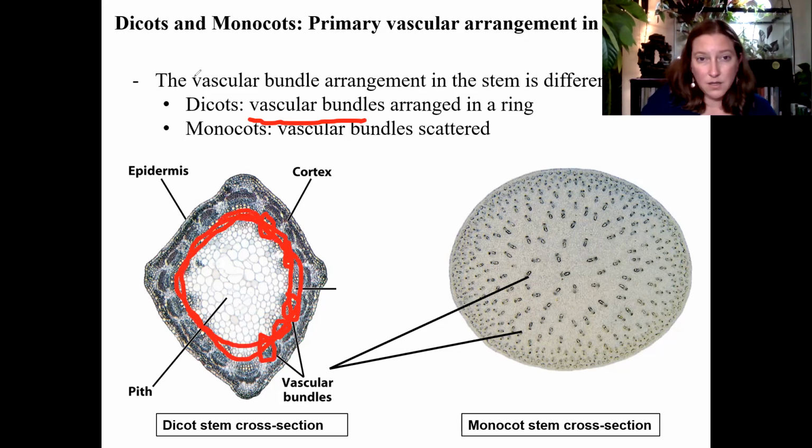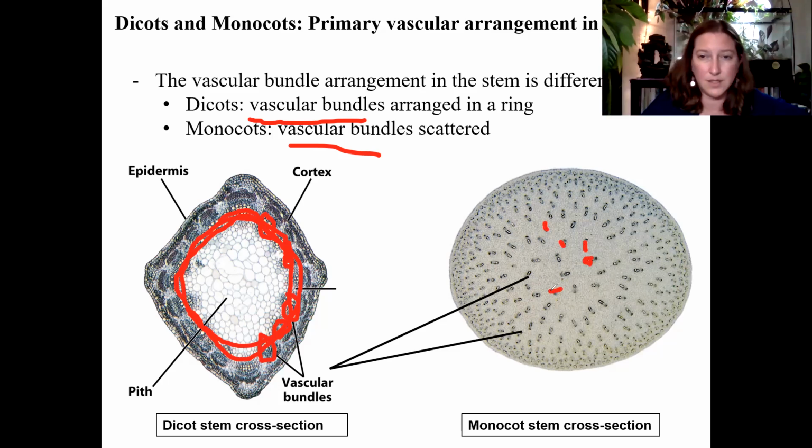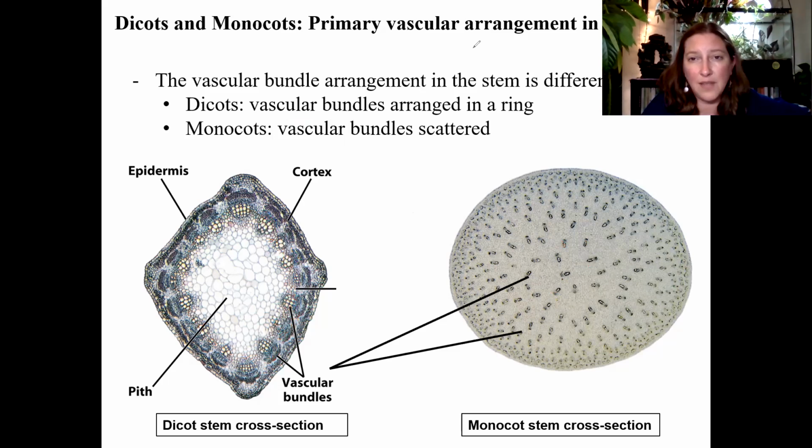In monocots, the vascular bundles are not arranged in a ring. They are scattered all around and random. So each of these dots is a vascular bundle. And as you can see, they're not arranged in a ring, right? They're kind of all over the place. So that's how you can tell them apart when you're looking at their stems.